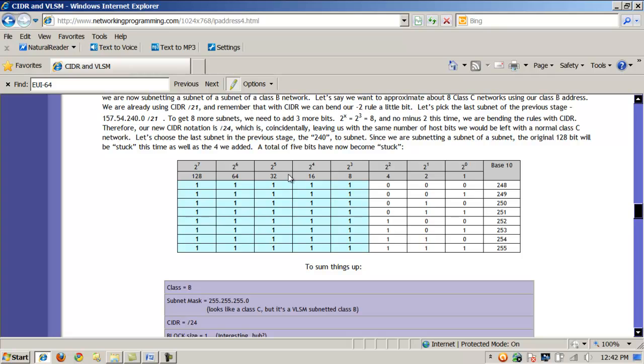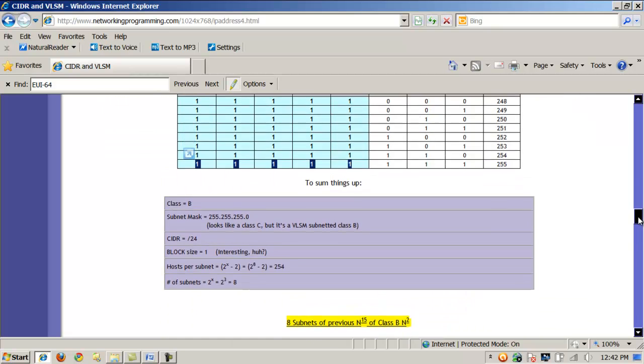So a total of 5 bits now become stuck if that's my block value. These bits are all stuck on here, and that's going to determine where I have to start my next range.